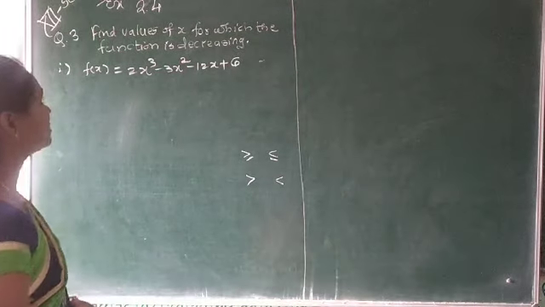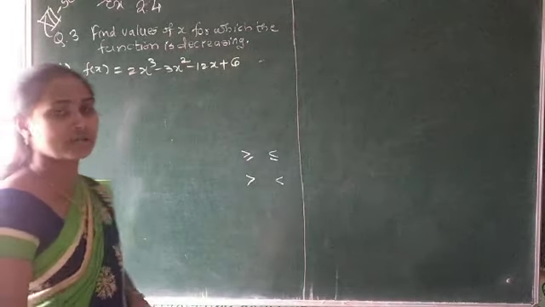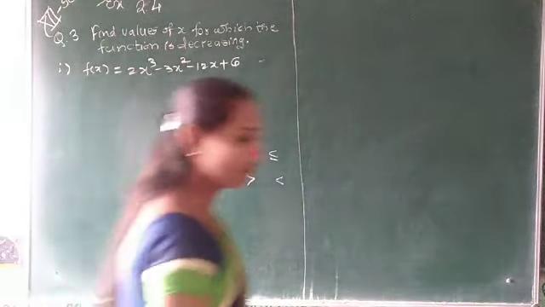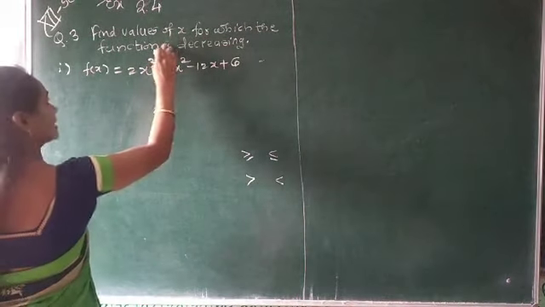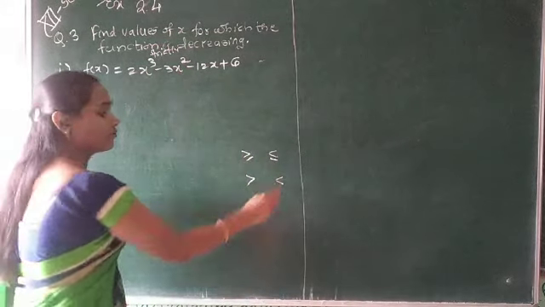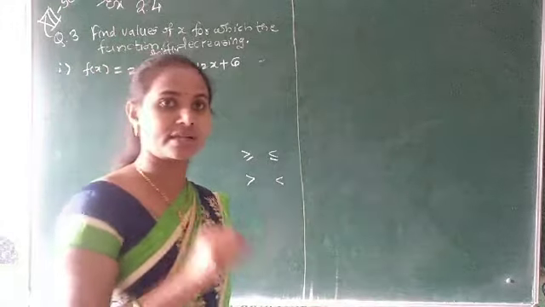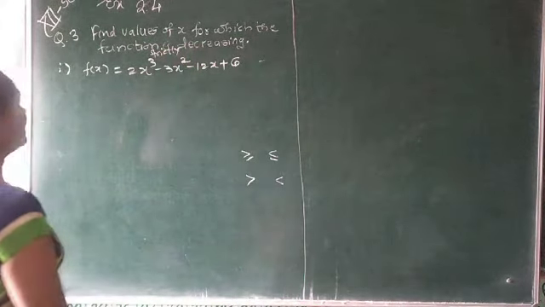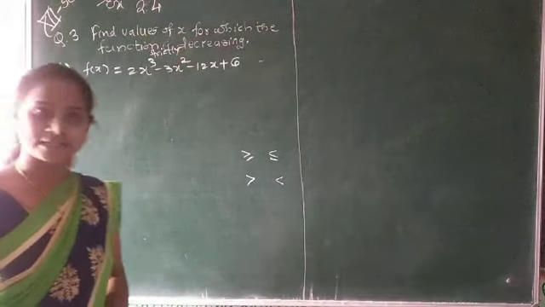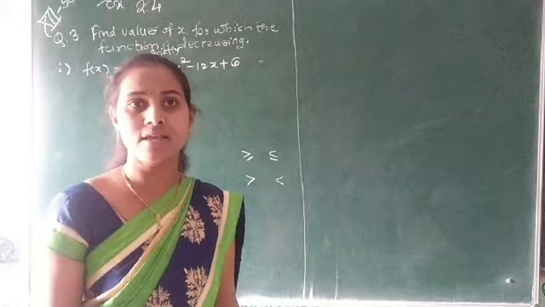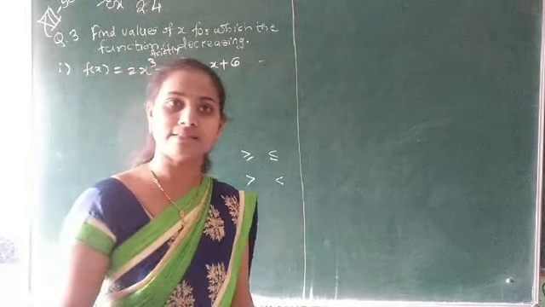Question 3. Find the values of x for which the following function is decreasing only. Here it is given that it is strictly decreasing, not only decreasing. Strictly decreasing means we have to take only less than. So the given function is strictly decreasing, so first we have to find its derivative, and the function is decreasing since the derivative of the function is less than 0.